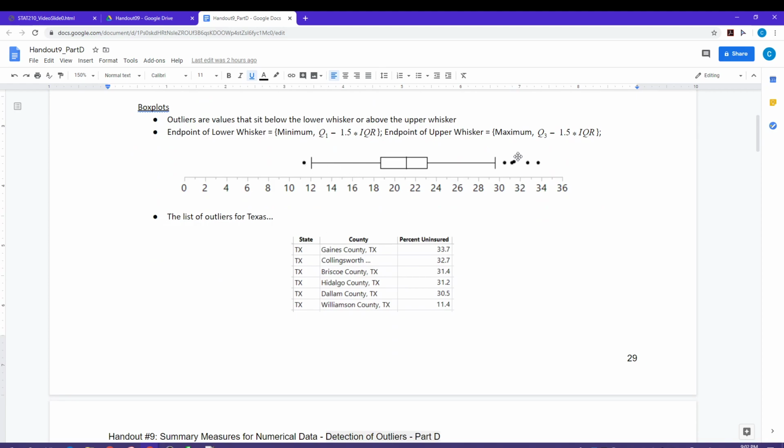Again, you can, in JMP, obtain the list of the outliers real easily by just highlighting these and then going underneath tables, subset, and pulling those out. I'm not going to show you that because I showed you how to do that on Part C.